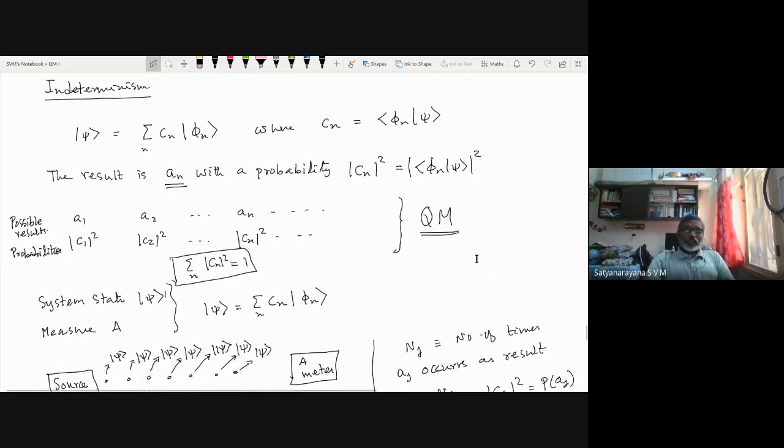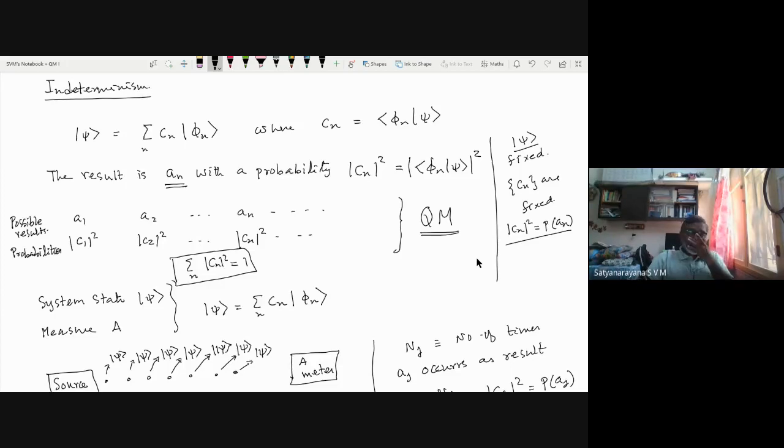Let me put it this way. Suppose the state is fixed, so psi is fixed. Then all the Cn's are fixed, because this is a mathematical exercise. You take psi and write it in terms of the eigenstates of A. Then the Cn's are fixed. Now see, what is mod Cn square? Mod Cn square is the probability that you will get the result An. Correct. That is the probability that you get the result An.